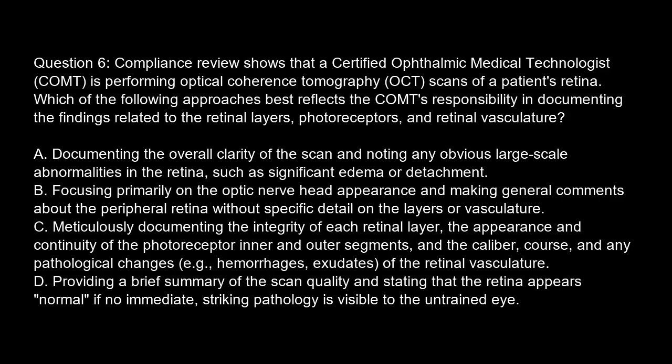Option C. Meticulously documenting the integrity of each retinal layer, the appearance and continuity of the photoreceptor inner and outer segments, and the caliber, course, and any pathological changes, e.g., hemorrhages, exudates, of the retinal vasculature. Option D. Providing a brief summary of the scan quality and stating that the retina appears normal if no immediate, striking pathology is visible to the untrained eye.